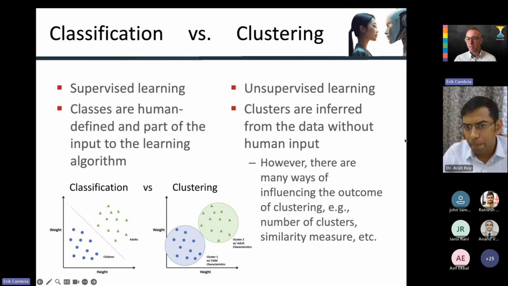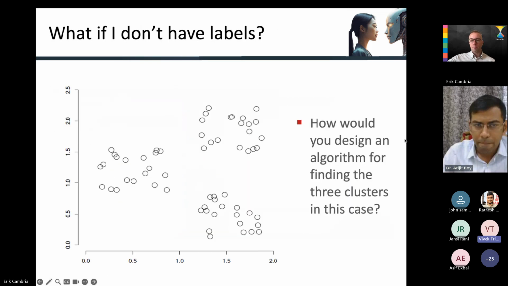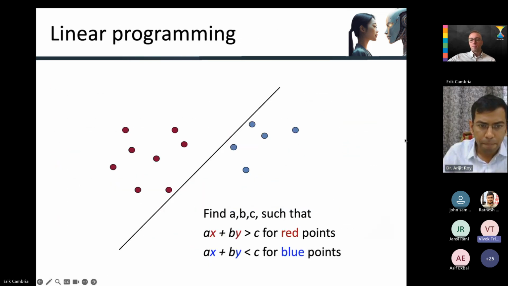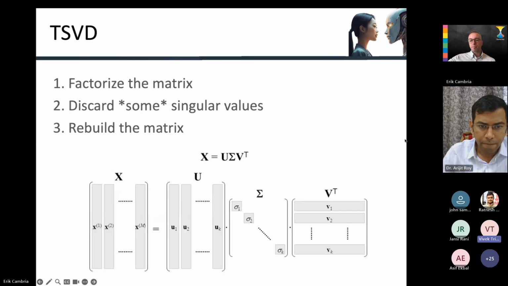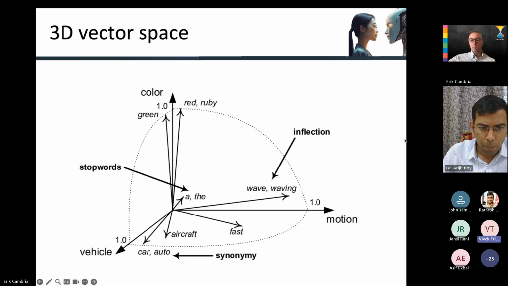Hello, Harry. Thank you for your fantastic talk. You were talking about factorizing the matrix, then discarding singular values and rebuilding the matrix in order to solve a problem. Is it a generic method applicable across all domains, or is it specific to one particular task? Can I generalize this method everywhere?